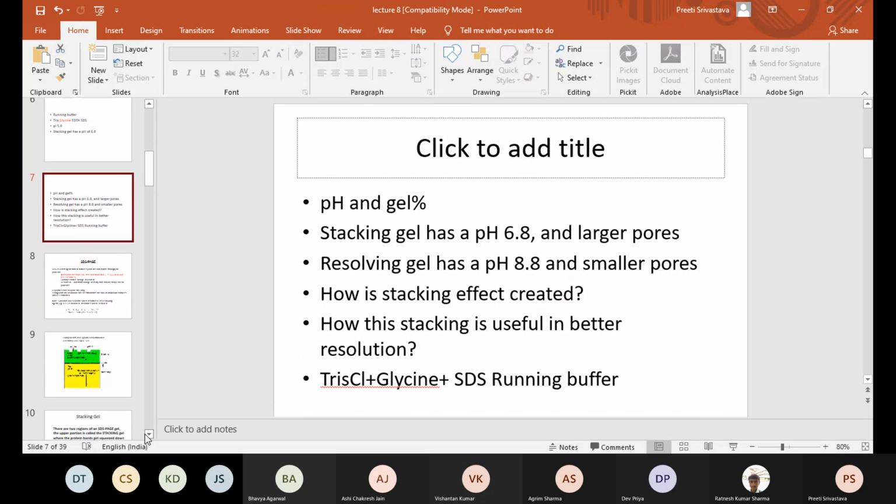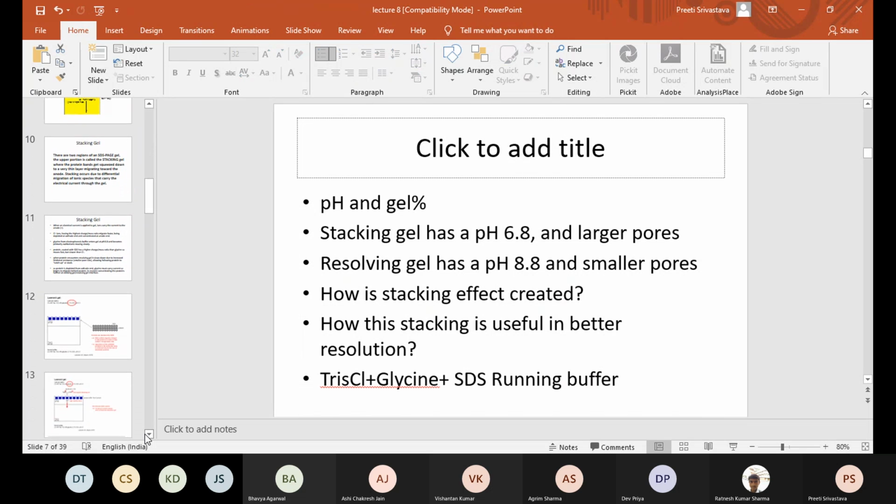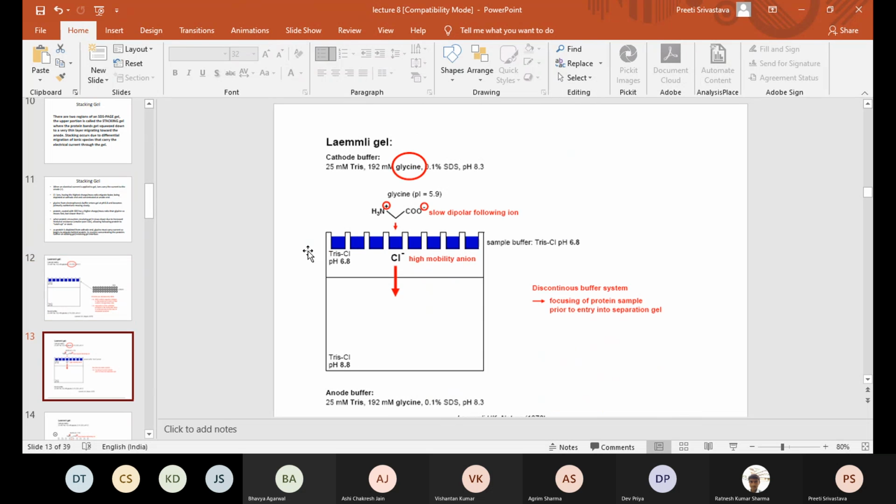Okay, and for that the figure illustrates this very nicely. If you see this figure, it shows that you have Tris-Cl, you have glycinate ion, you have SDS, right? Now when the protein is loaded on the wells of the gel, the top gel is stacking gel, the bottom gel is resolving gel. The top gel has pH 6.8, the bottom gel has pH 8.8.